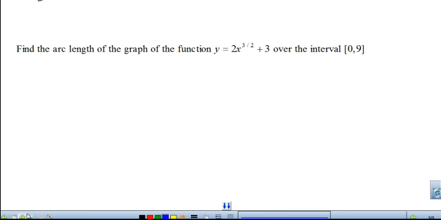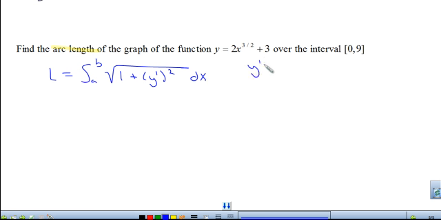The next question says find the arc length of the graph of the function over the interval 0, 9. So remember the arc length is the integral from a to b of the square root of 1 plus the derivative of y squared dx.